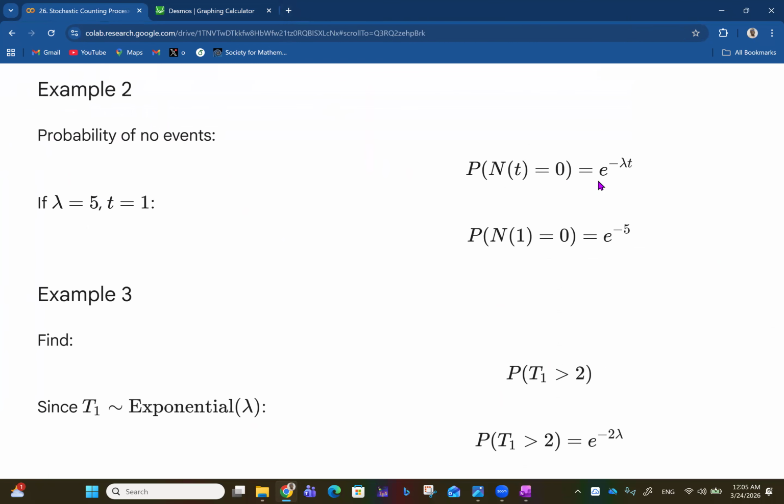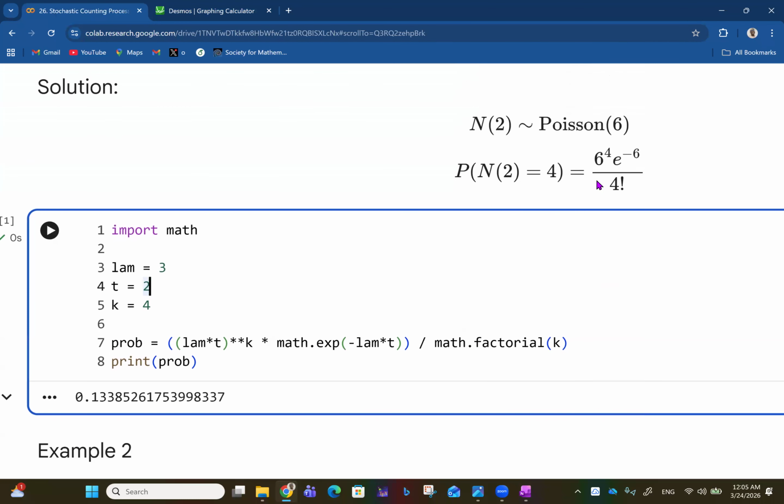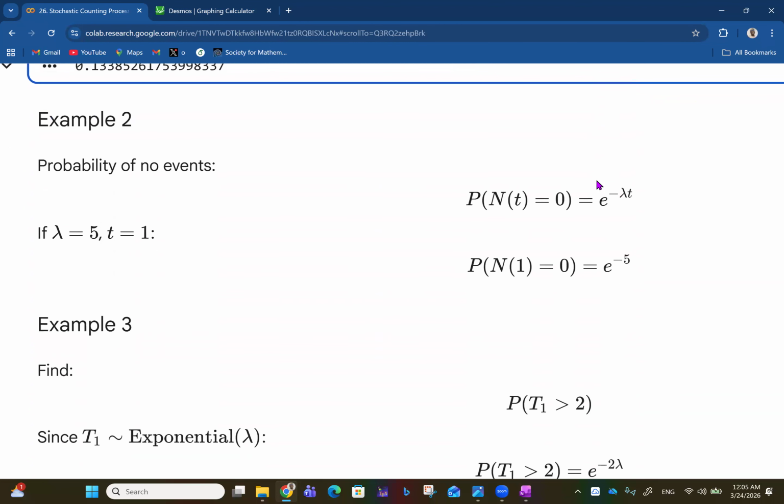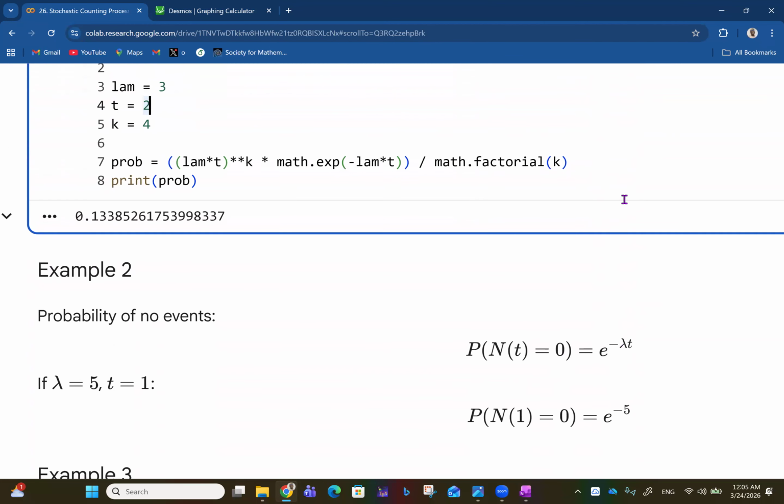Because k is 0, we have lambda t raised to power 0. So we only have e raised to power minus lambda t all over 0 factorial, because k is 0. And 0 factorial is 1, right? So we only have e raised to power minus lambda t.